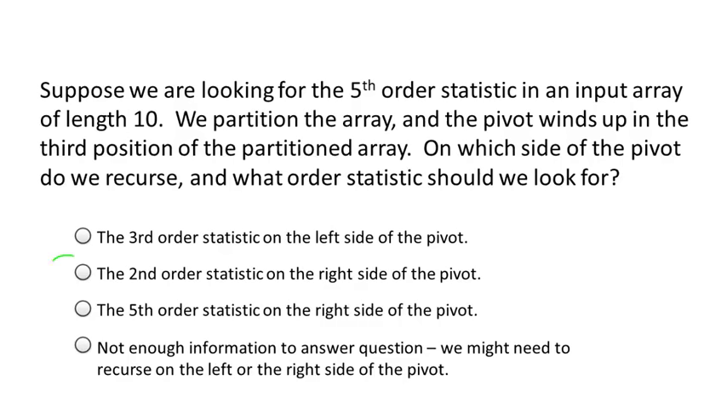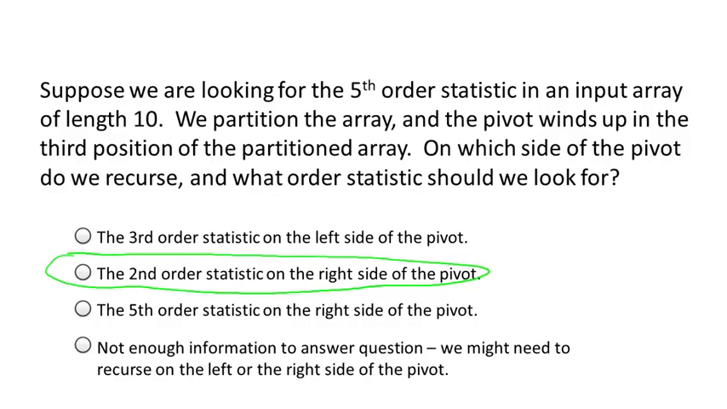So the correct answer to this quiz is the second answer. We can get away with recursing just once, and in this particular example we're going to recurse on the right side of the array. And instead of looking for the fifth order statistic like we were originally, we're going to recursively search for the second order statistic.